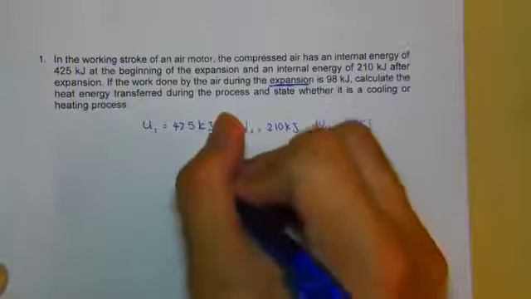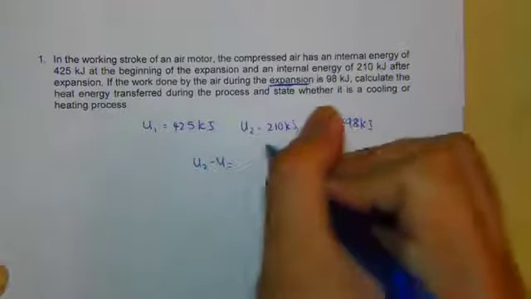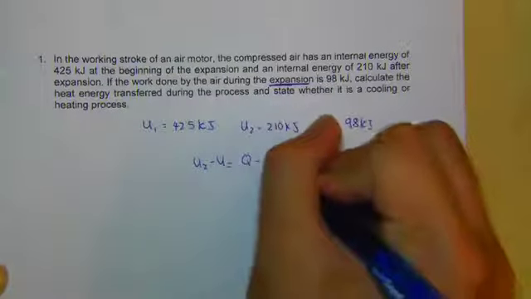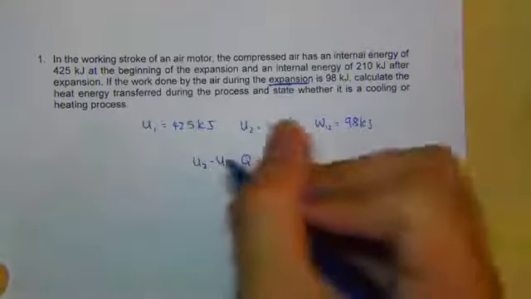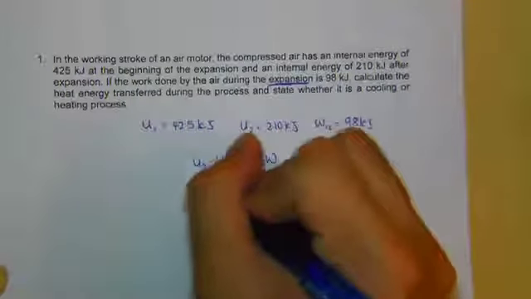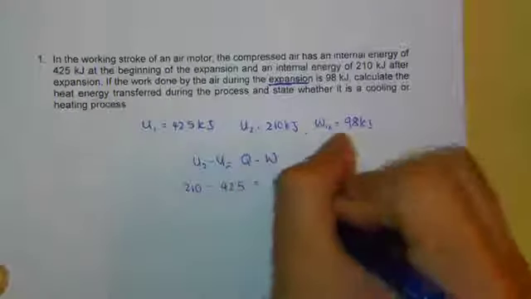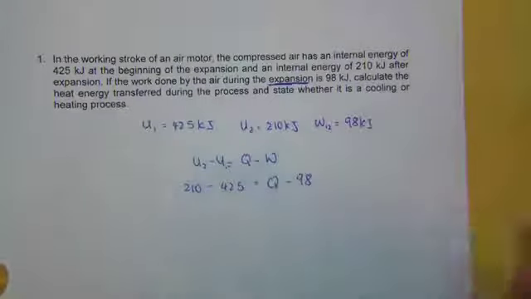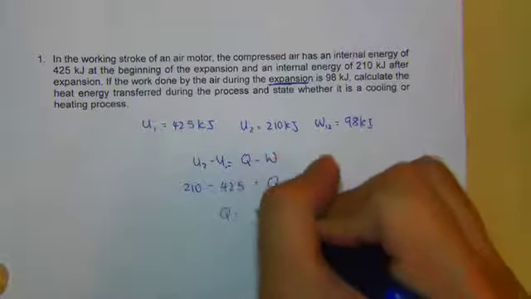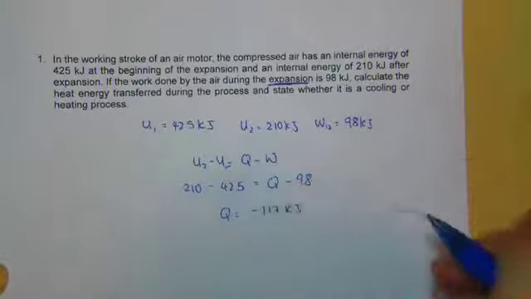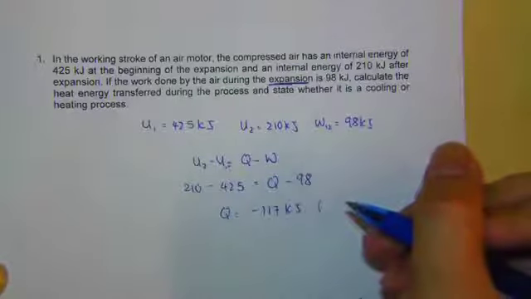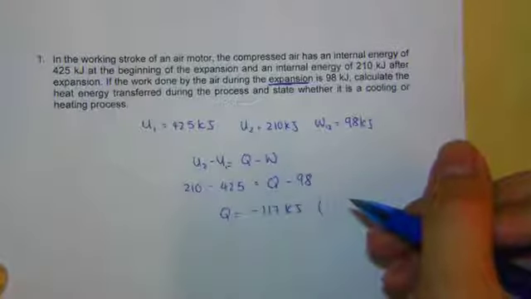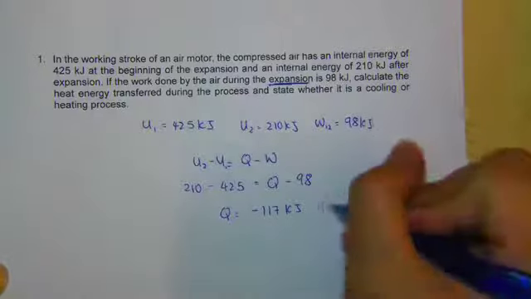So let's use the first law, U2 minus U1 is equal to Q minus W. We just put in the numbers: U2 is 210 minus 425 is equal to Q minus 98. So in this case, we calculate Q will be negative 117 kilojoule. And since it's negative, negative means it's heat out of the system. Out of the system means that the system undergoes cooling.